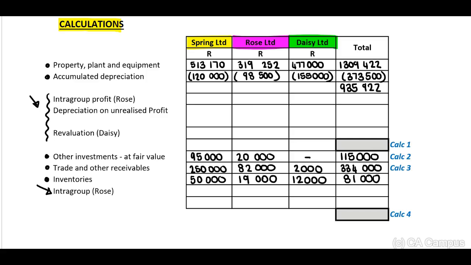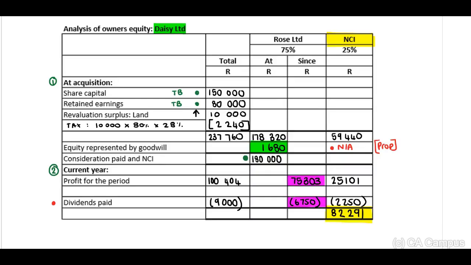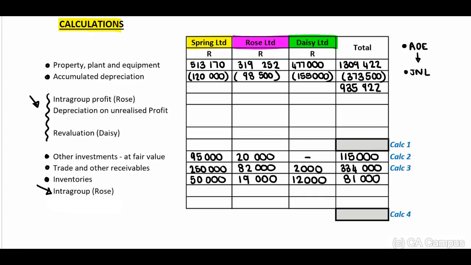Now what I want you to do is first briefly view the analysis of owner's equity and then move on to your journal entries. The analysis of owner's equity of Daisy, you will remember at acquisition date, we have identified that there's a revaluation surplus of 10,000. Now, this will increase our assets. Therefore, we need to include this in our calculation, 10,000. Remember, we do not have to include our tax amounts. Then we need to refer to our journals.